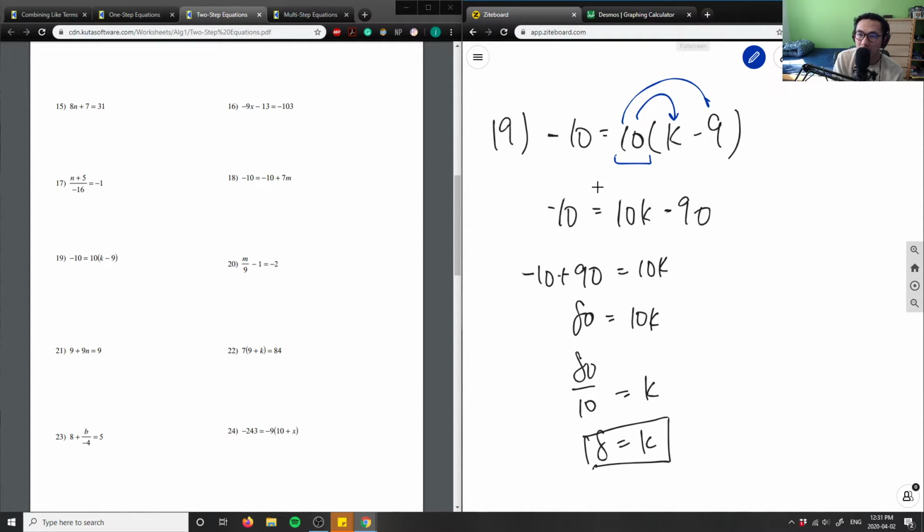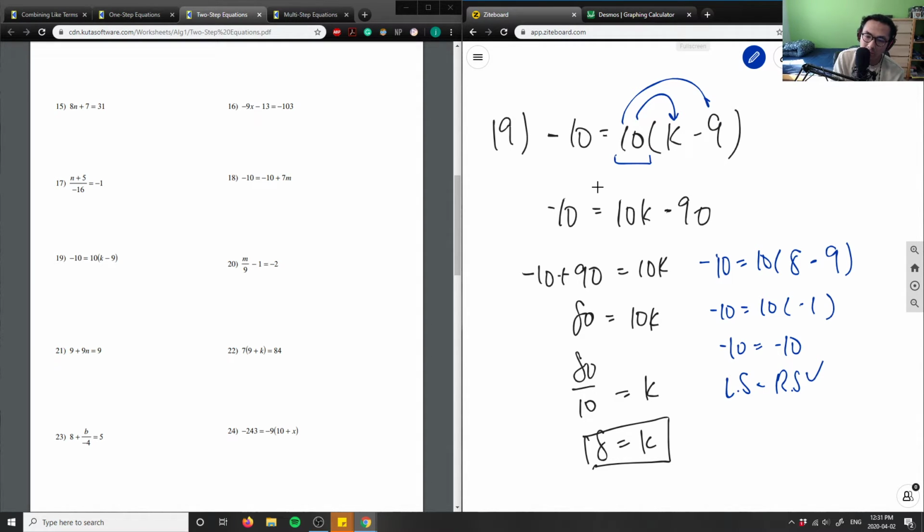And again, I can always check my answer. So this is negative 10 equals 10 times 8 minus 9, because 8 is k. And again, I'm using PEMDAS, so I'm doing parentheses first. 8 minus 9 is negative 1. Negative 10 equals 10 times negative 1, which is negative 10. So the left side indeed equals the right side, which means k equals 8 is my correct answer for 19.